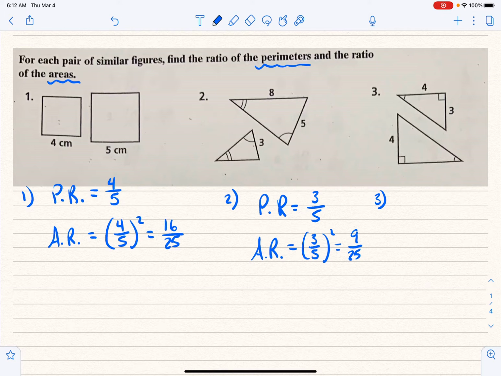All right, so if that's the case, then I could say the perimeter ratio, which is the same as the similarity ratio, is just simply 3 to 4. And the area ratio is 3 to 4, or 3/4 squared. That's going to give me 9/16. Okay, so that's what you should have for the first 3.